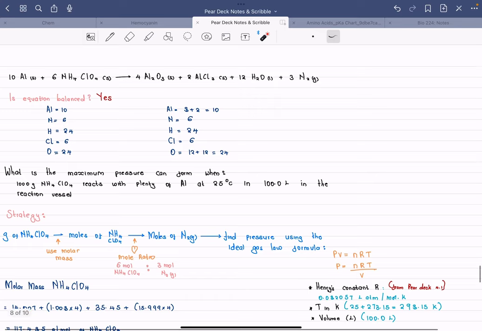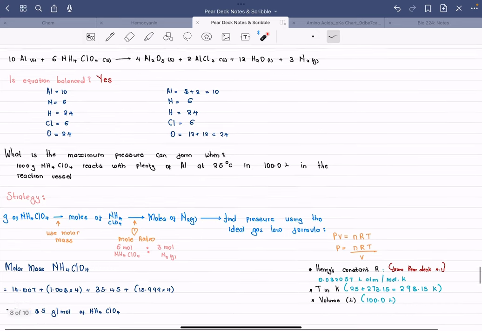And then we have 4 times 3, 12, and then plus 12, it's 24. So basically we have the same amount of atoms in the reactant side and in the product side. So that means our equation is balanced.